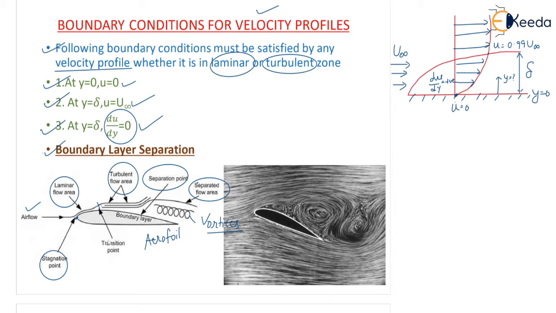So this is the aerofoil, and this is the transition point, mentioned here. So laminar flow, then transition point, turbulent flow, separation point, and the separated flow area on the aerofoil. You can see the pattern here: this part is the turbulence, this is the laminar, and this is the transition. Okay, we'll go to the next slide to see another important concept of boundary layer separation.